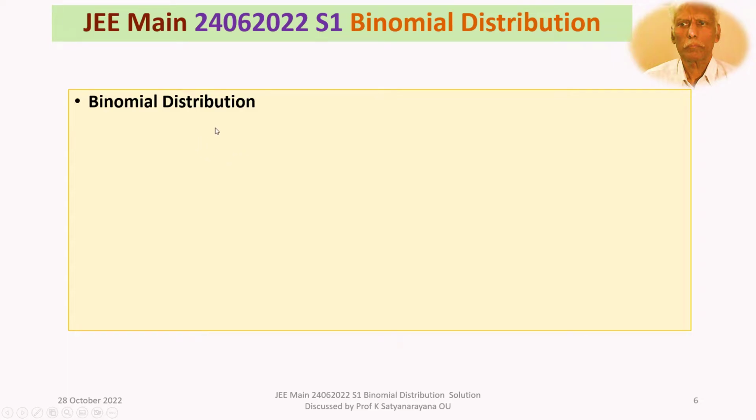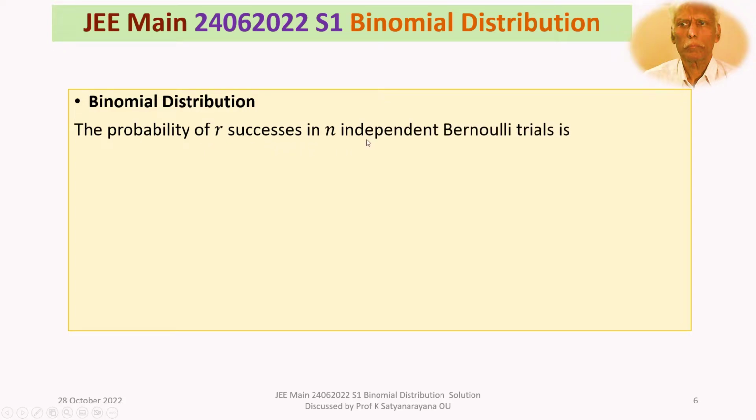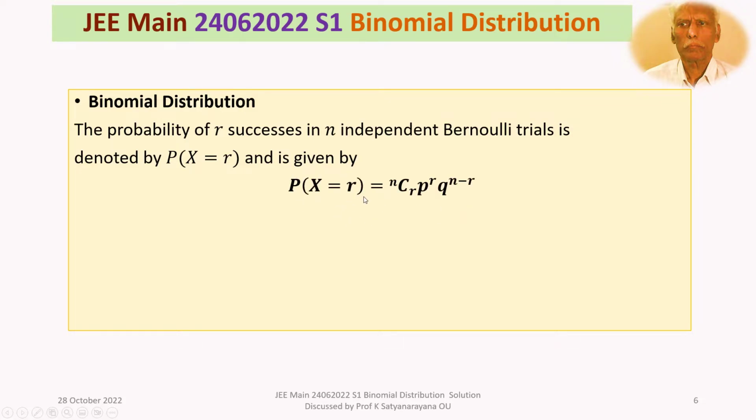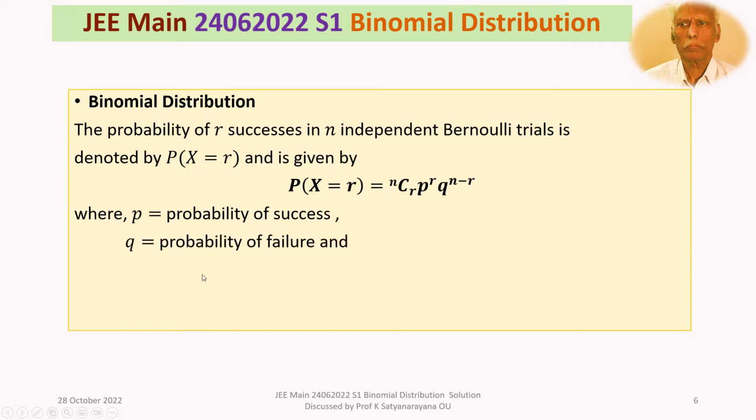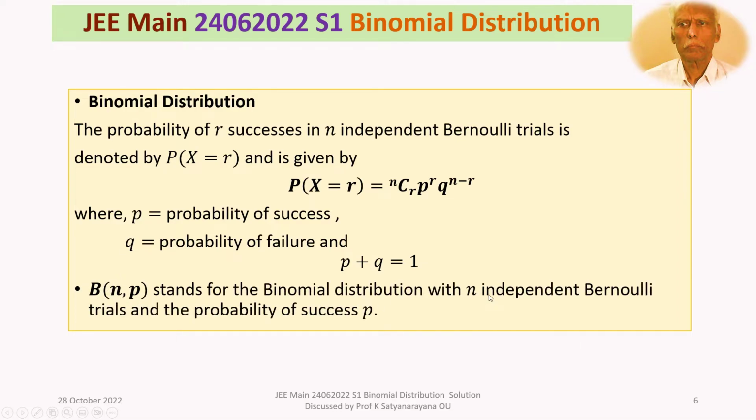Now we throw some light on the binomial distribution. The probability of r successes in n independent Bernoulli trials is denoted by probability of X equal to r, and it is given by nCr P power r Q power n minus r, where P stands for the probability of success and Q stands for the probability of failure, and P plus Q is equal to 1, and thereby Q is equal to 1 minus P. In B(n, P), n stands for the n independent Bernoulli trials, and P stands for the probability of success.